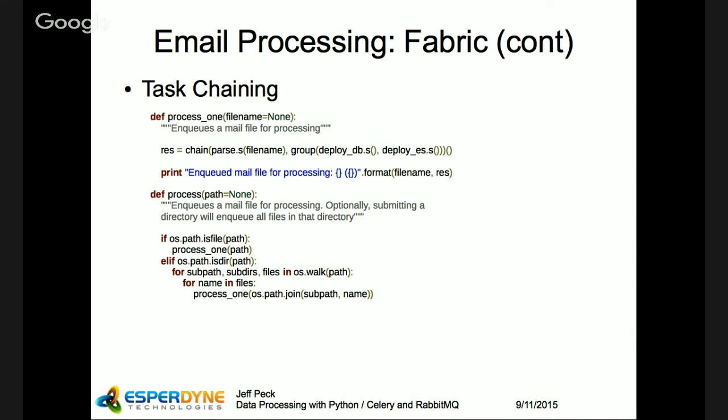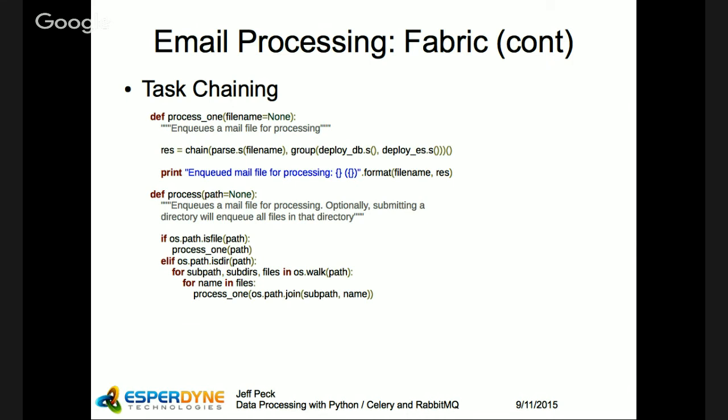So the file is parsed, and then it goes to the database and to Elasticsearch from this group function, and both of those get run in parallel, simultaneously, and then the result, which in this case is going to be none, but is nonetheless a result, is passed to this.